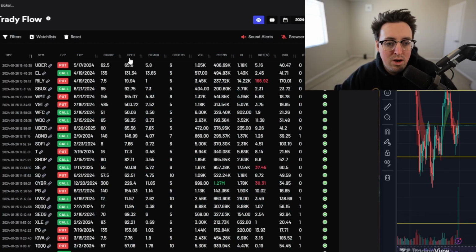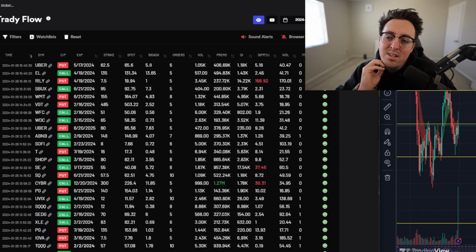The spot is where this specific alert came out, the stock price of the alert, if that makes sense. So this Uber put came out for a May 17th, 2024 expiration with a strike price of 62.5, and that came out when Uber was sitting at $65.60. It shows the bid-ask price.